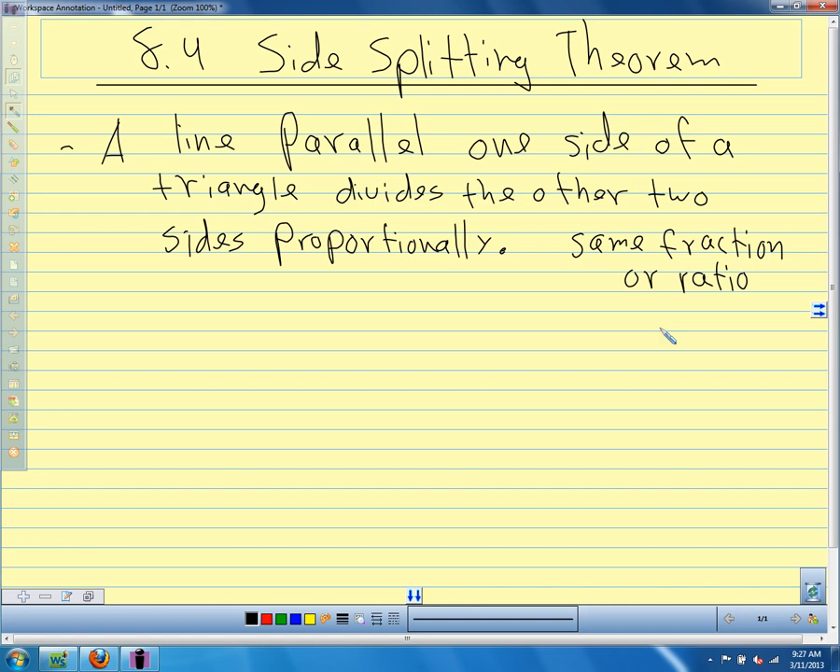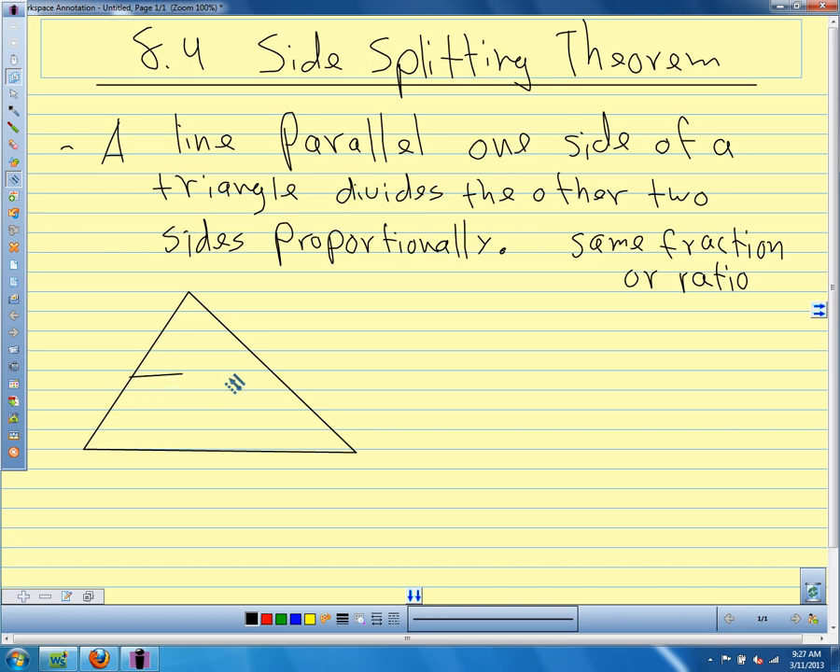So let's draw a picture of the side splitting theorem. And then we can figure out some of these ratios that we get. So there's my triangle. And there's my line. And remember that arrows tell us when lines are parallel. These two have the same number of arrows, so that tells us that they're parallel. So this is the line that's parallel to one side of the triangle. And what the side splitting theorem says is this divides the other two sides proportionally.